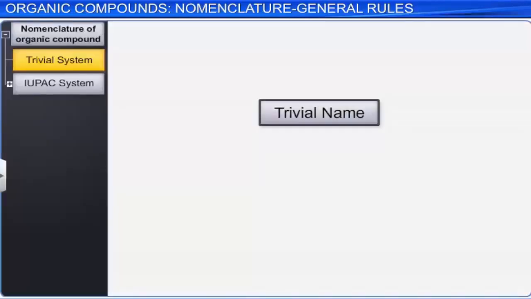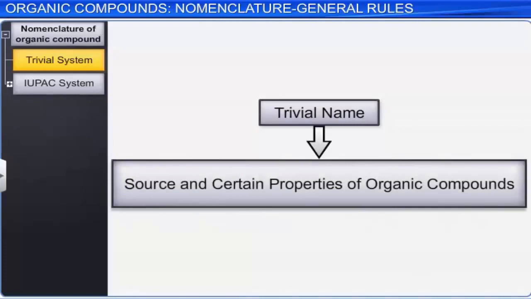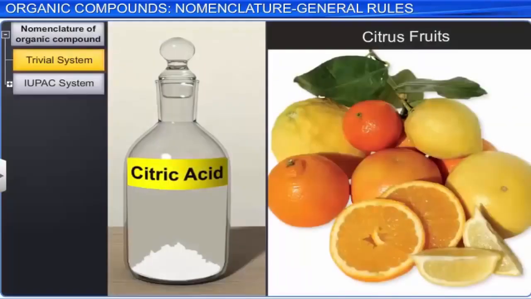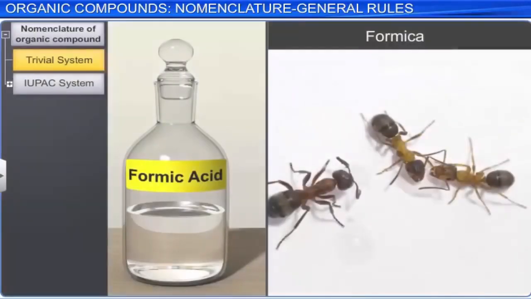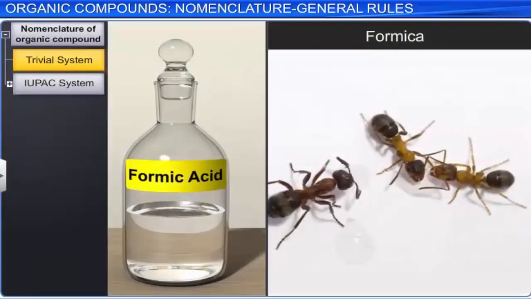The trivial names are given on the basis of the source and certain properties of organic compounds. For example, citric acid is named so as it is found in citrus fruits. Formic acid is named so as it is obtained from the destructive distillation of formica, which means red ants in Latin.